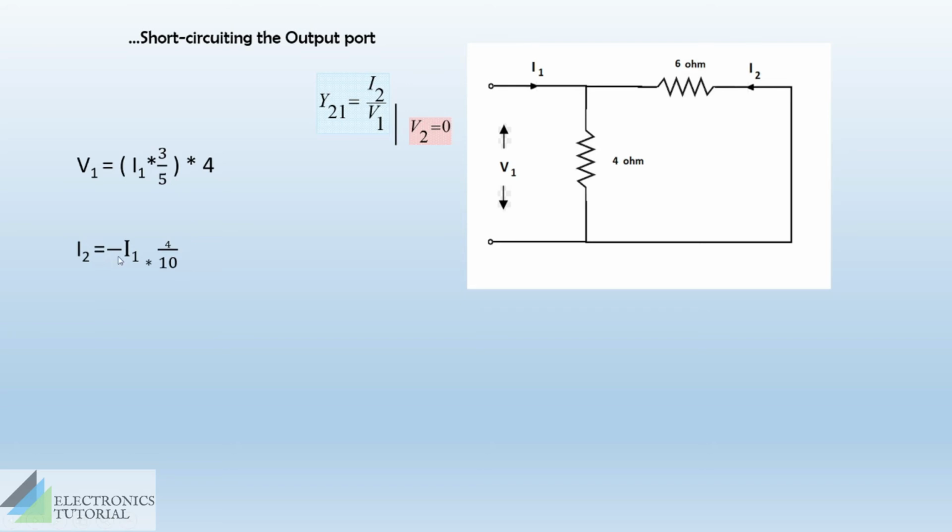You have noticed a negative sign over here. It's just because the current direction has been reversed here. We can even write it as minus I1 into 2 by 5. Now, the numerator has also become in terms of I1. So, we'll try to get a relation for Y21. Y21 is equal to I2 divided by V1. The similar terms cancel each other and we can simplify it as minus 1 by 6 mho.